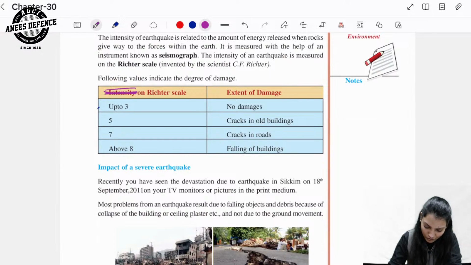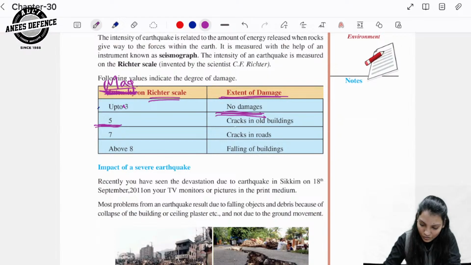So intensity is not there. We can measure the magnitude of the earthquake on the Richter scale. So up to 3, what is the extent of damage? There is no damage to life and property. If it is 5 on that Richter scale, then there are cracks in old buildings. If it is 7, then cracks in roads.